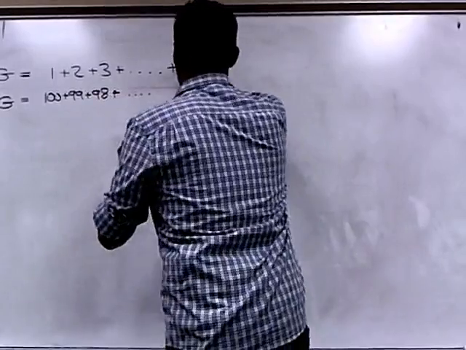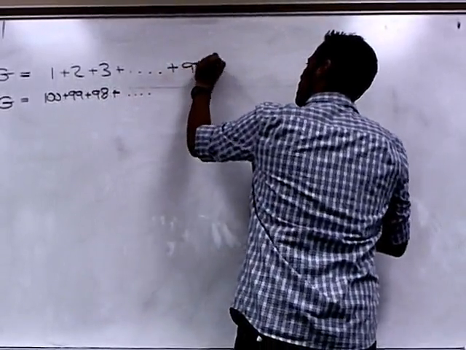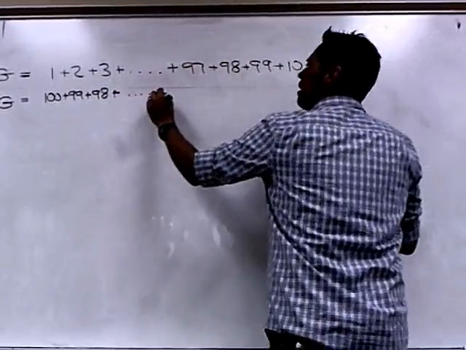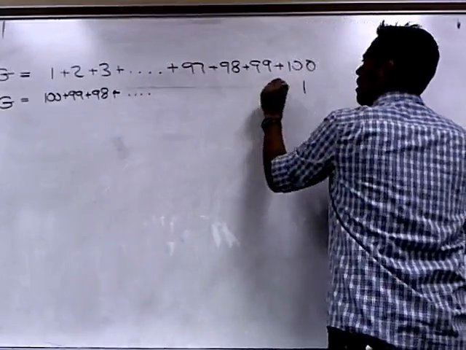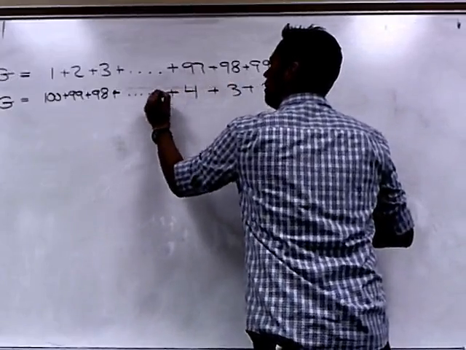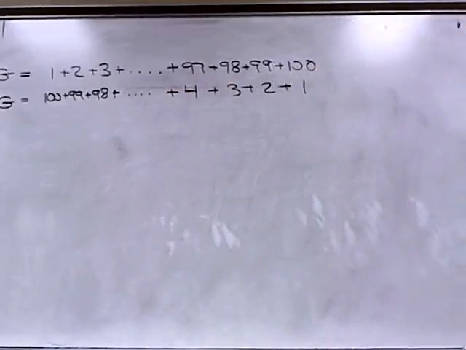And let me add some numbers here. 97, 98, 99, 100. So I come down here, and this would have been 1, and then 2, and then 3, and 4. Y'all see that? So that's just the list written backwards.